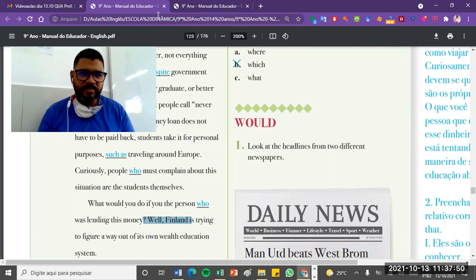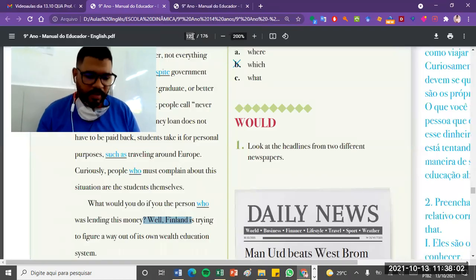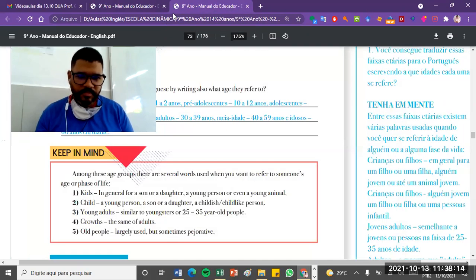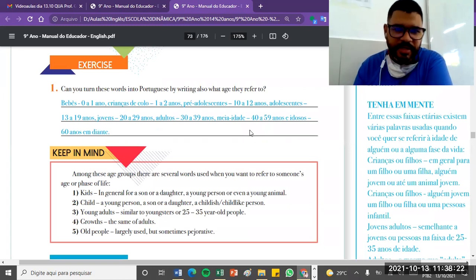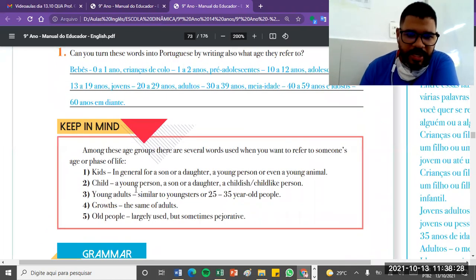A gente finaliza aqui a correção da atividade de casa. Nós vamos agora para um outro tópico, que é justamente o início da revisão da gente. Vamos lá. A revisão vai da página 54 a 72. E aqui, da 54 a 72, a gente tem finalizado aqui um pouco da correção da revisão nossa, certo? O tópico é esse, kids. Tópico que a gente parou.